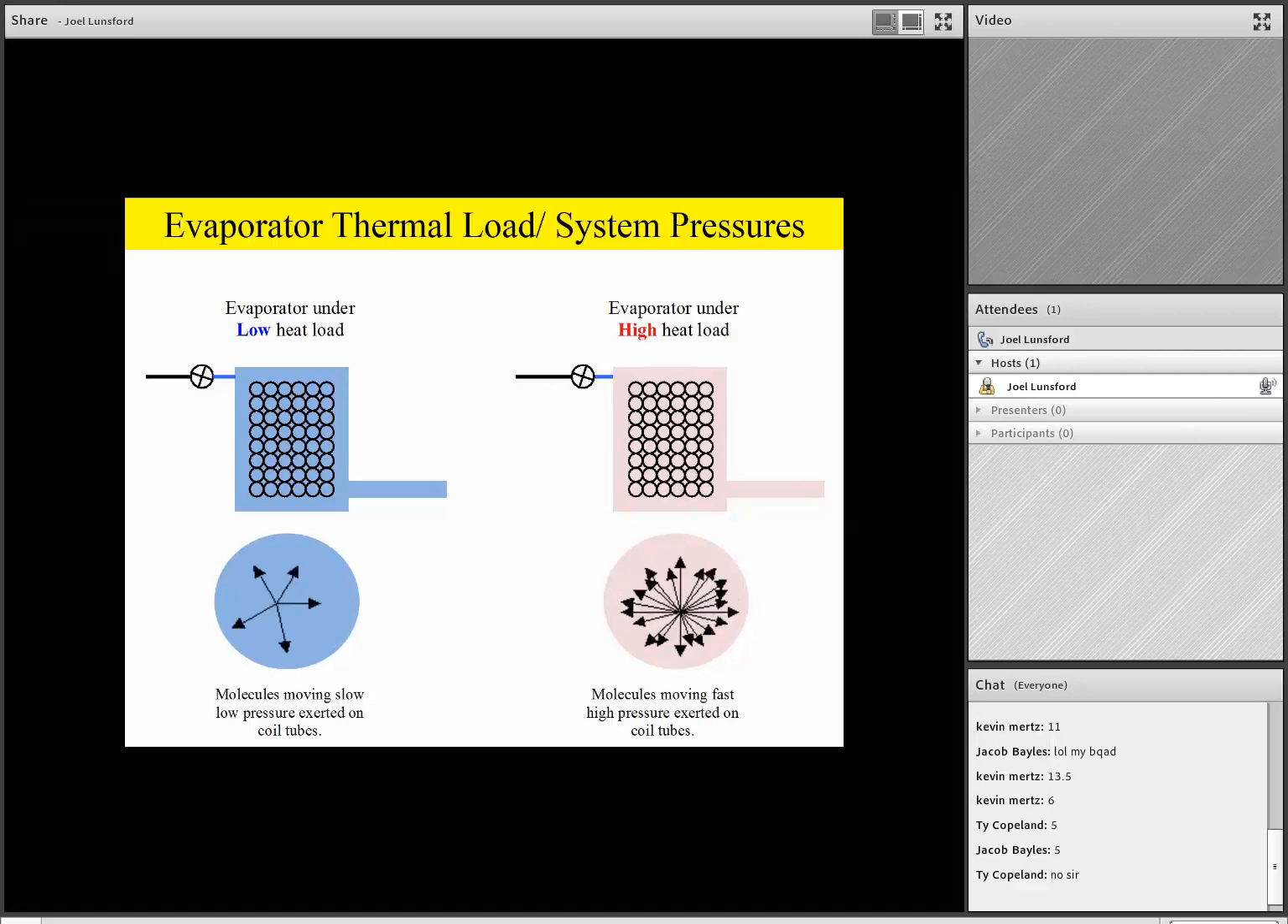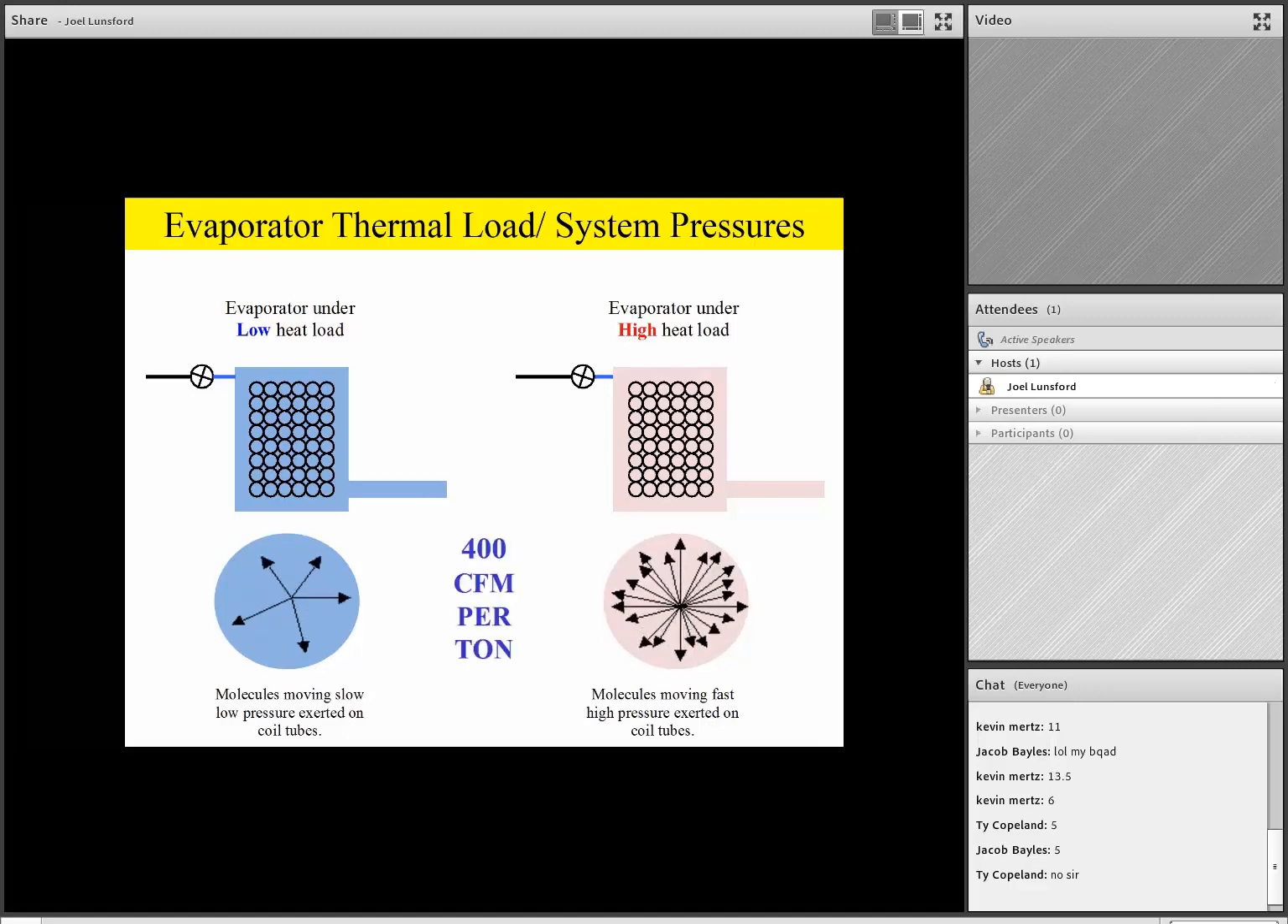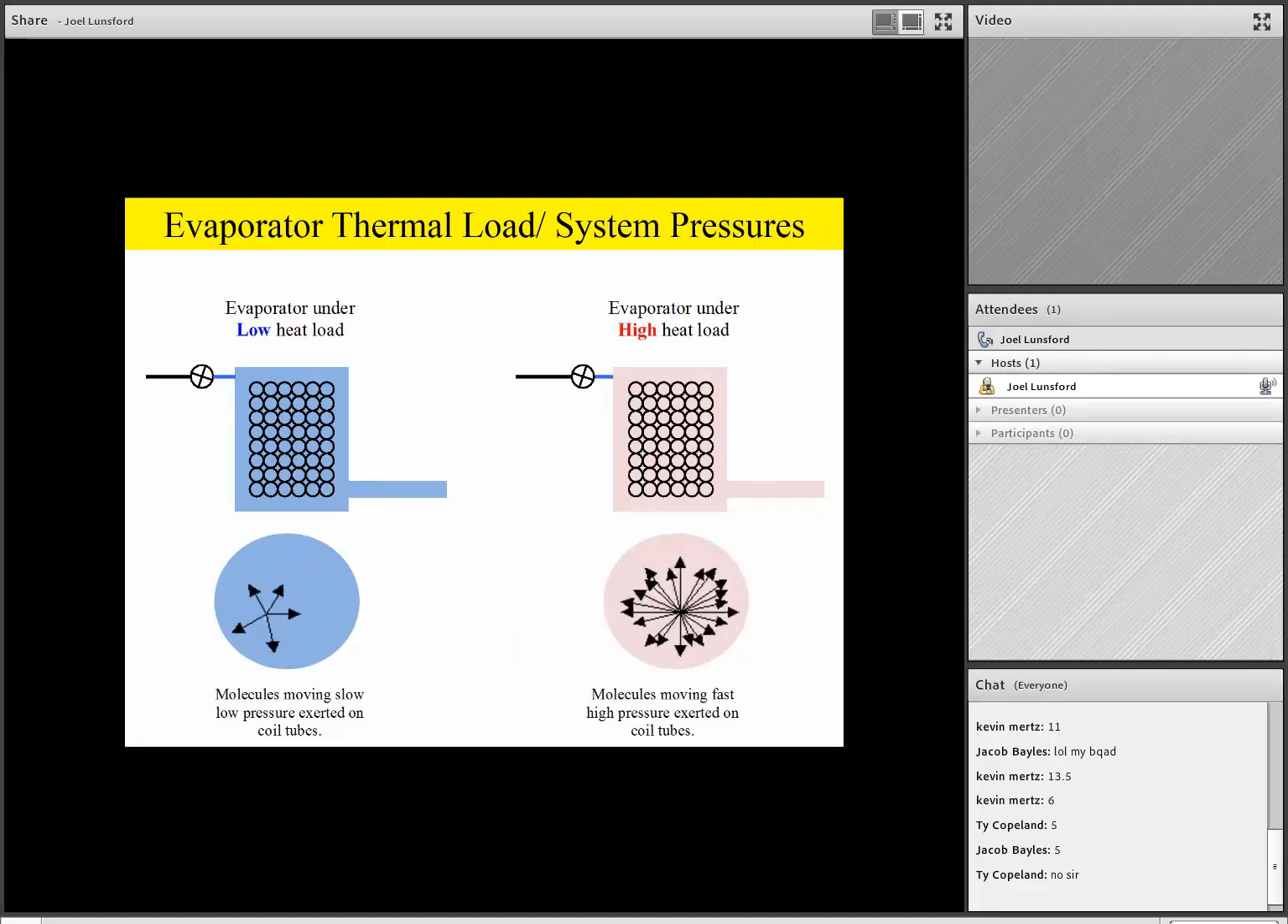Now, it should be noted in the middle of the screen, you'll see there's a 400 CFM per ton, a little flashing text. This is just to remind you that we always want to design our duct systems for 400 CFM per ton of cooling capacity of the outdoor unit. So in other words, if we have a 2-ton unit outside, we want to make sure and deliver at least 800 CFM cooling airflow. If we have a 3-ton unit outside, it would be 1200 CFM, and so on.